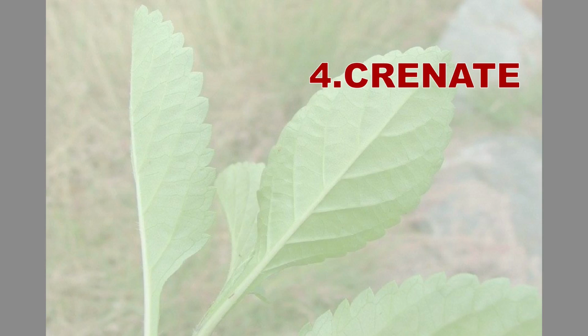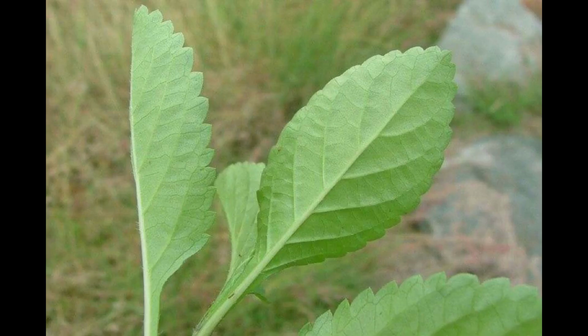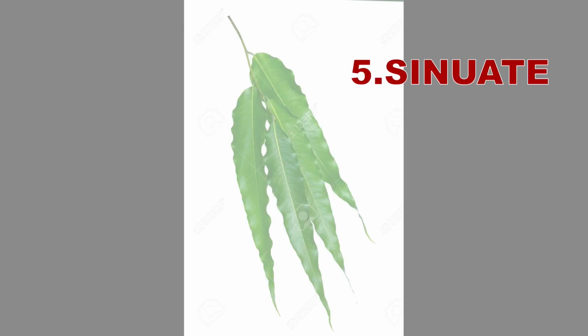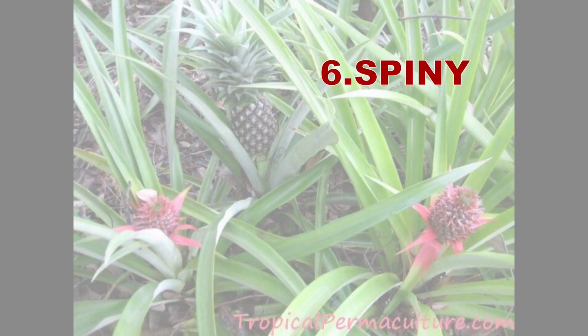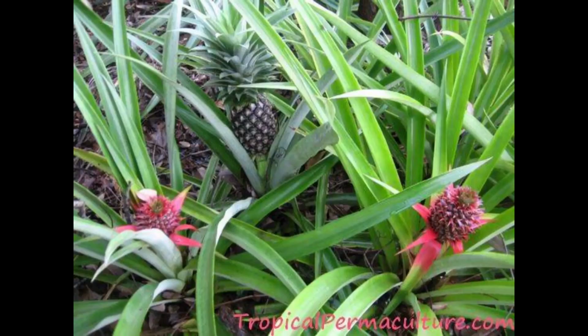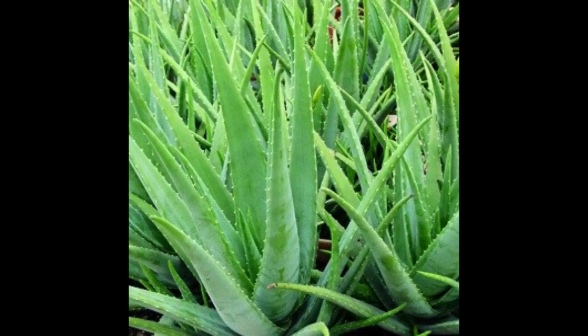Next one is crenate. Here margin is provided with blunt teeth all around. And the next one is sinuate. Here margin is wavy, example Polyalthia. And the next one is spiny. Here margin is provided with spines all around, example pineapple, aloe.